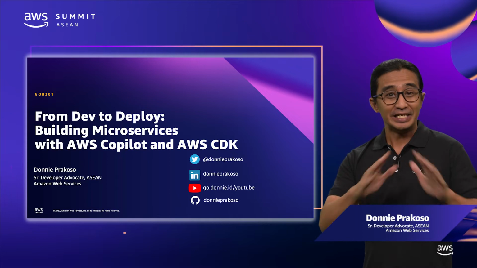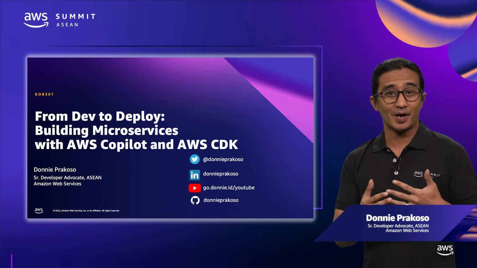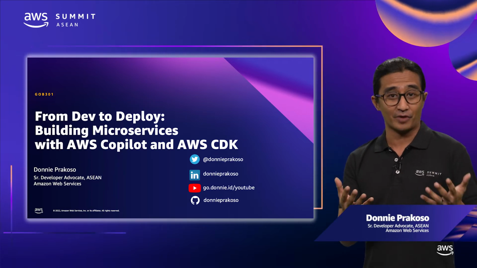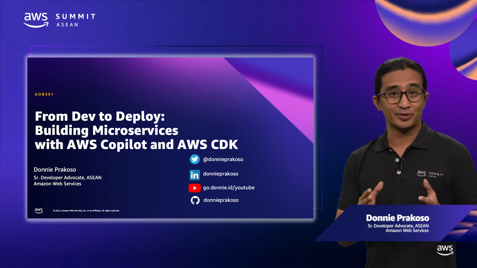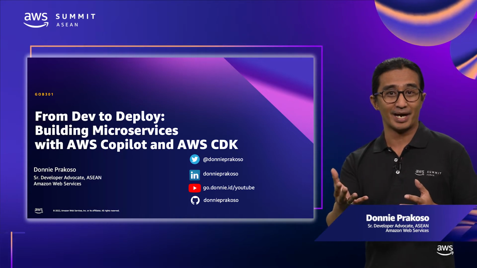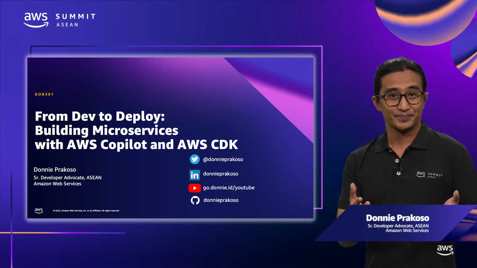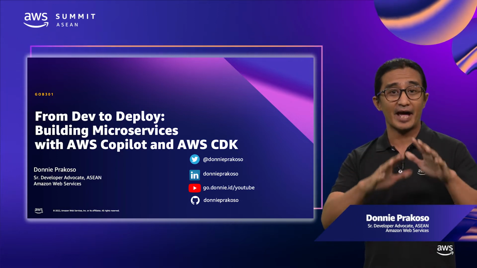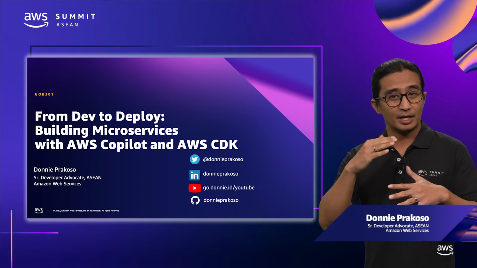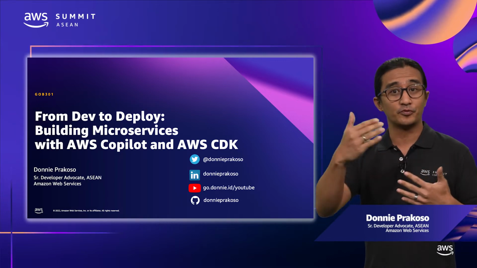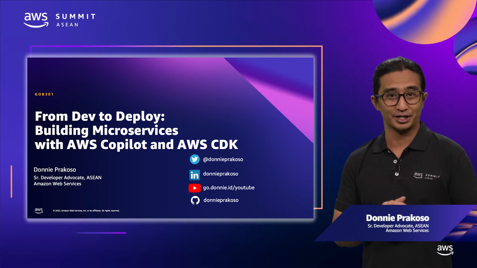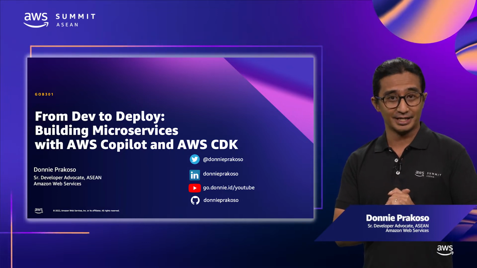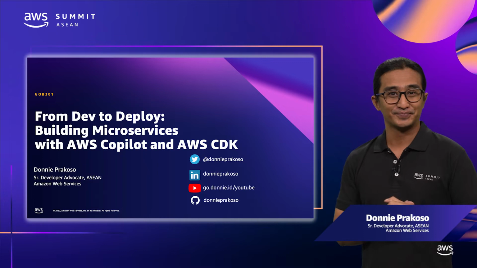This session is going to be really exciting as we're going to discuss how we can build microservices with Amazon ECS and AWS Fargate by using developer tools, and they are AWS Copilot and AWS CDK. This is an L300 session designed for those of you who already have been working with AWS and are looking for a solution to improve your system with AWS technologies. My name is Doni Prakoso. I'm a developer advocate covering ASEAN, and let's start this session.